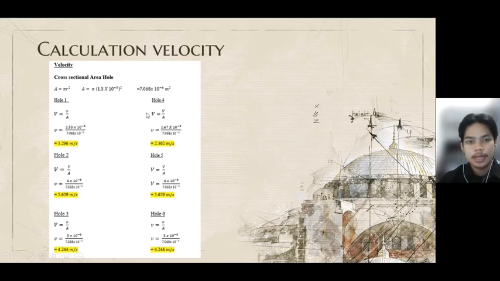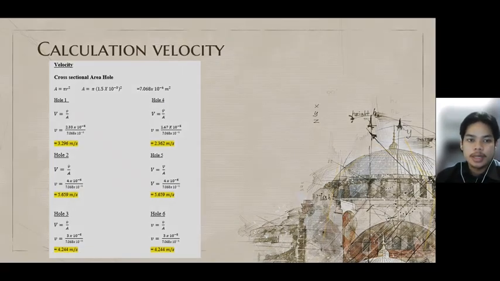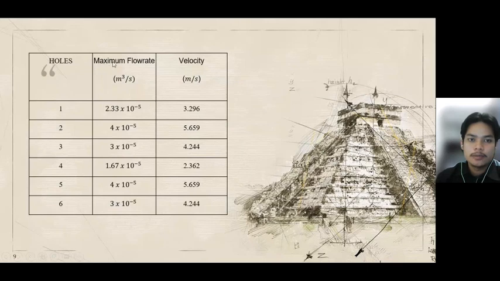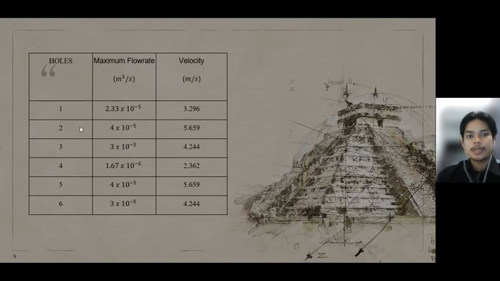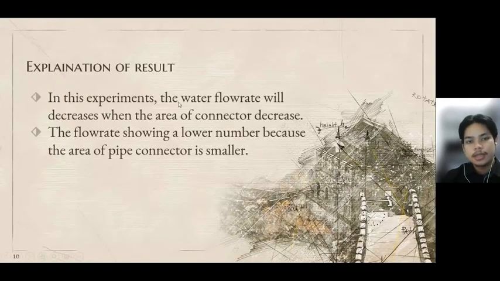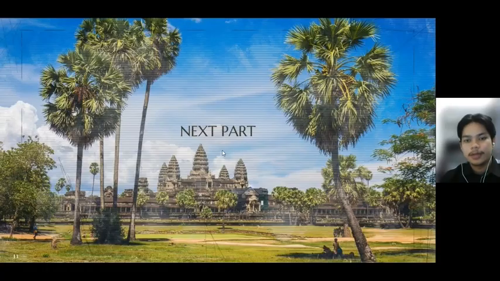This is the sample calculation, and we use the same formula for hole 2, hole 3, hole 4, hole 5, and hole 6. These are the results of the sample calculation. For the explanation of the result, in this experiment, the water flow rate will decrease when the area of the connector decreases. The flow rate shows a lower number because the area of the pipe connector is smaller. I will pass the next part to my friend.